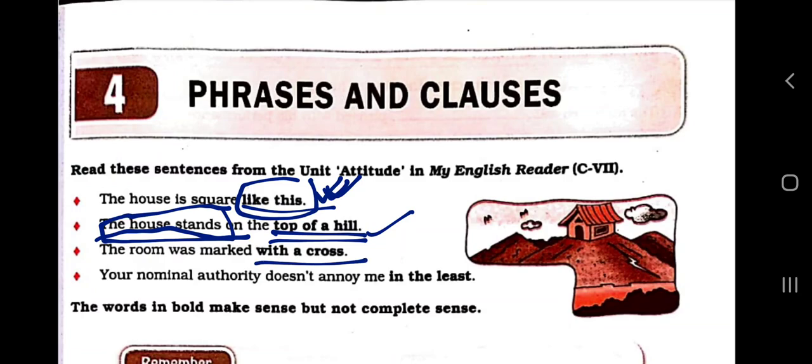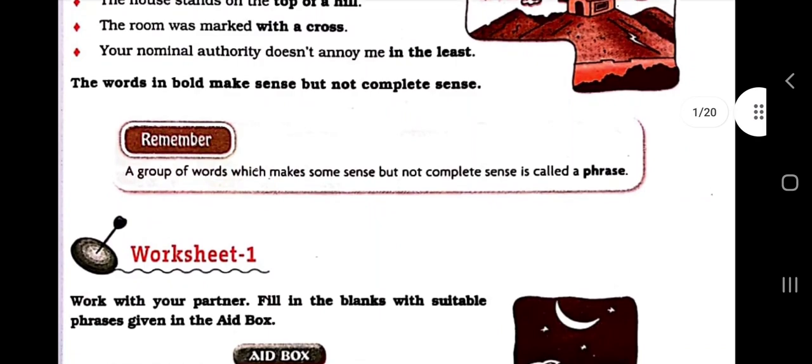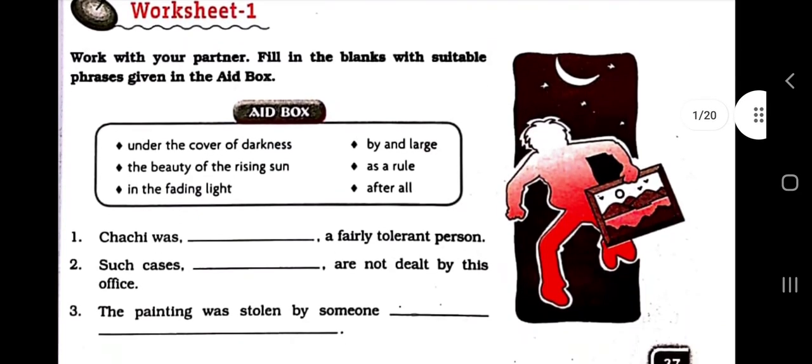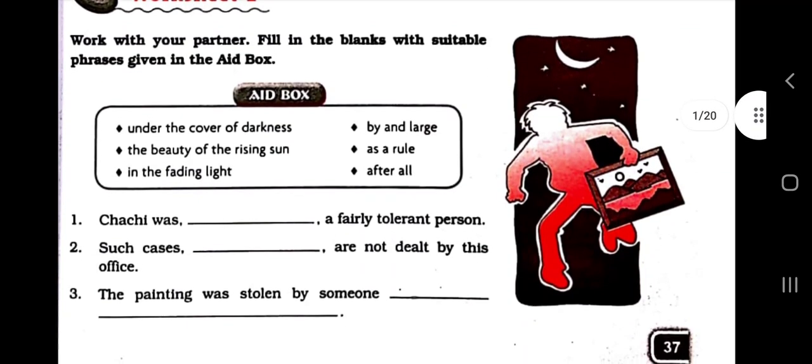Your nominal authority does not annoy me in the least. Now see, the words in bold make sense but not complete sense. So now see here, the group of words which make some sense but not complete sense is called a phrase.